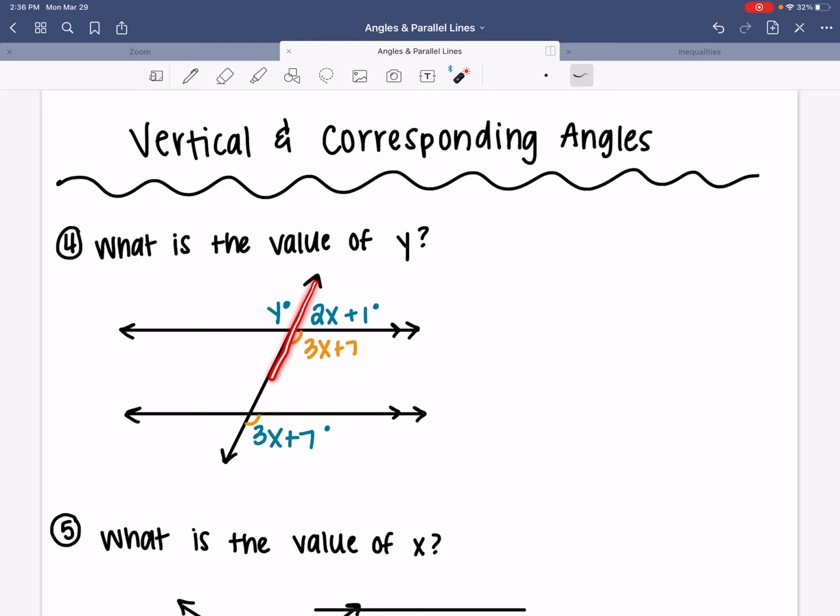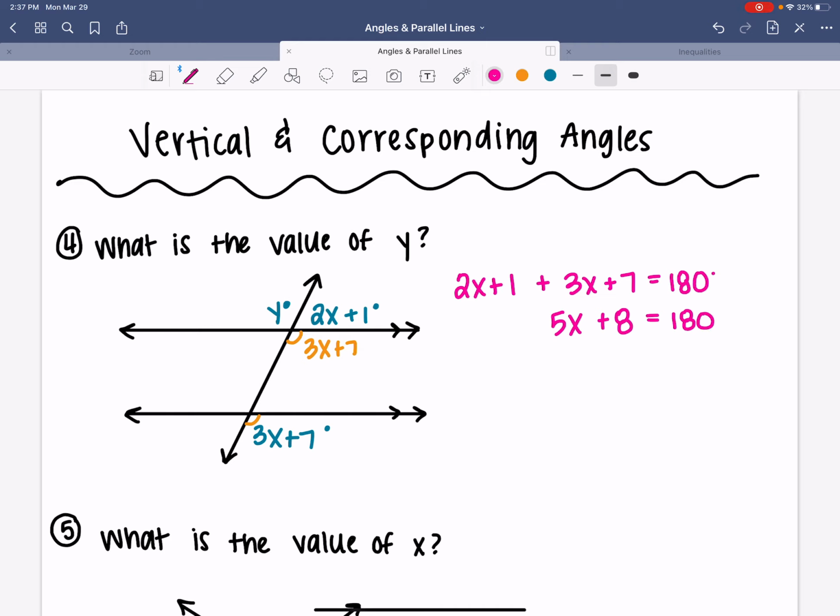So what we know is that we can solve for x by adding 2x plus 1 plus 3x plus 7, because that forms a linear pair to be 180. So essentially our long game here is to find out what is this angle, and then this one is going to have to be whatever it would add to be 180. So that would be 5x plus 8 equals 180. Subtract 8 on both sides.